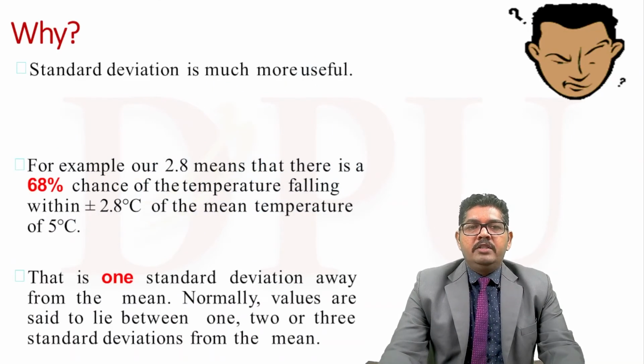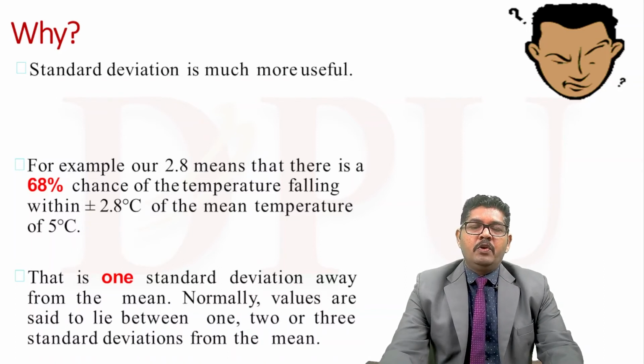Why is standard deviation much more useful? So why do we calculate standard deviation? Because it is much more useful. It is based upon all the observations. It is based upon the arithmetic mean, and therefore it is one of the important measures of dispersion.